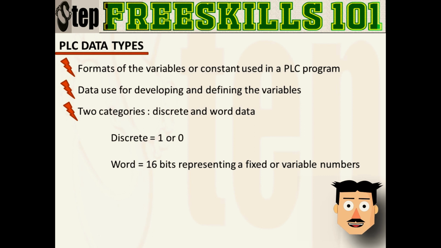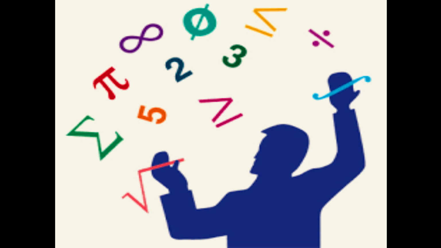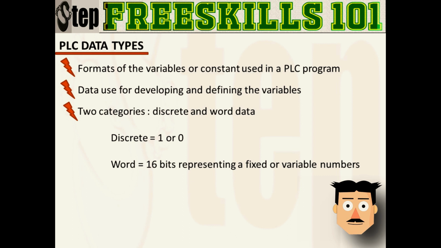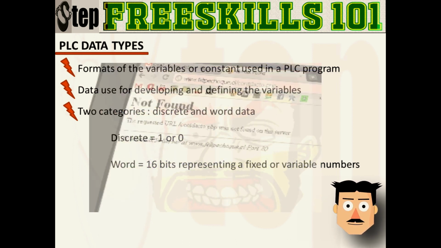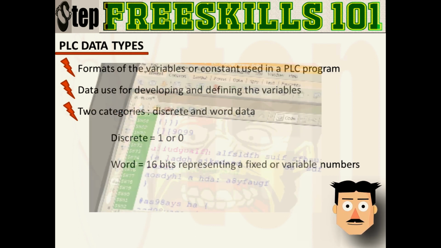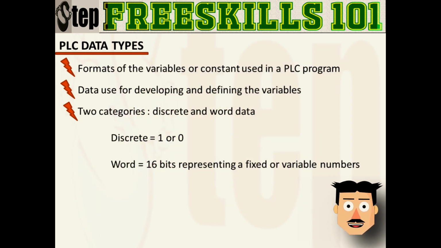Word data is 16 bits that represent a fixed or variable number. For example, word data is used for interval timers and any other mathematical calculations. Without understanding PLC data types and how their format works, a PLC programmer cannot develop and define the program properly. In this topic, we will see the various data types generally used in a PLC.